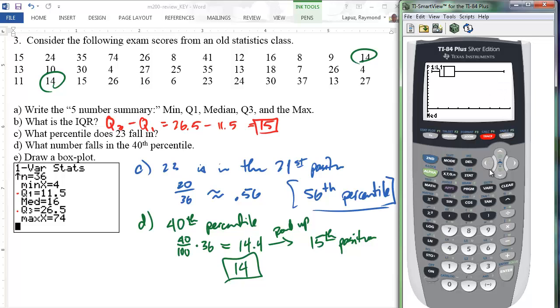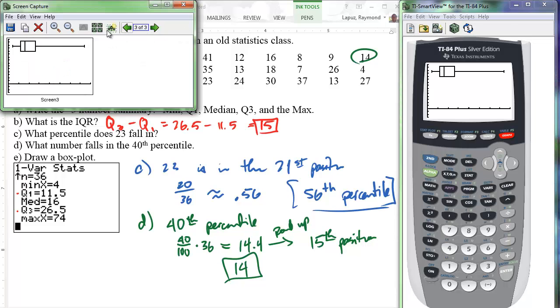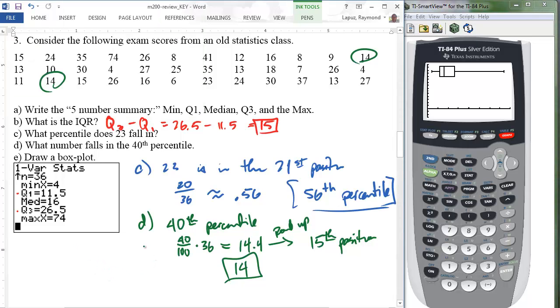In fact, if you go ahead and trace this, you see that's blinking in the middle, that's your median, that's 16. If you go to the left, that's your Q1, 11.5. Your minimum is 4. And then on the other side is your Q3, which is 26, and then all the way to your maximum of 74. So that's your box plot. Usually I'd like to take this and take a picture of it, and of course you can't take a picture of this in your test situation, so you're just going to have to try to draw it out as best you can.